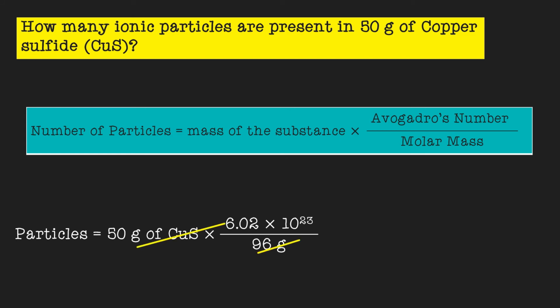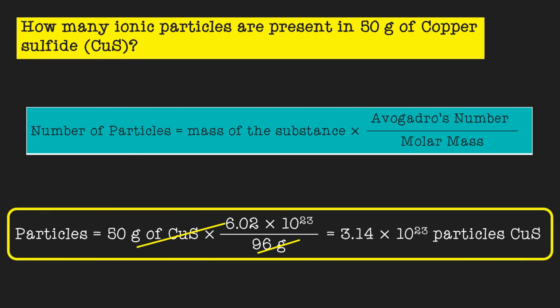Canceling the grams, we are left with particles. 50 times 6.02 times 10 raised to 23 divided by 96 is equal to 3.14 times 10 raised to 23 particles of copper sulfide.